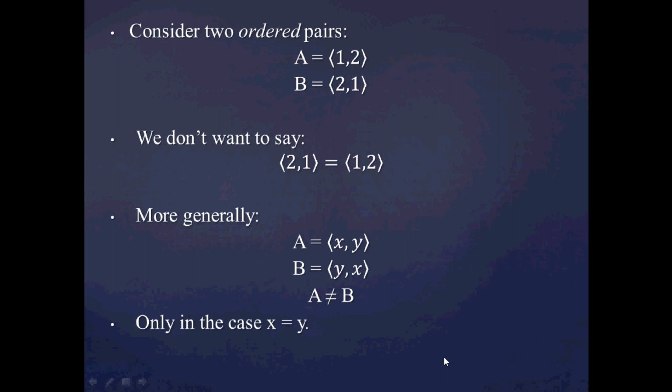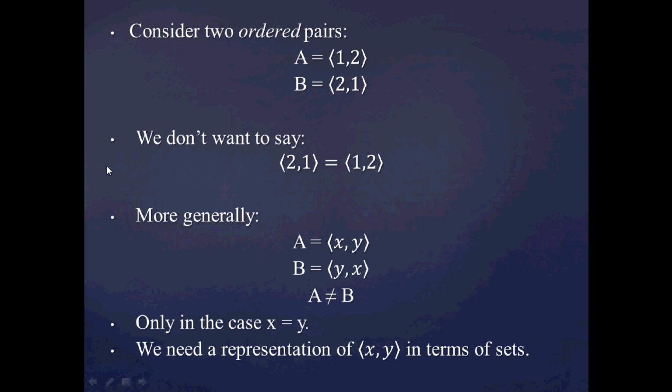So as I said above, we need to start thinking about how we're going to represent this new notation with the angled brackets, which is going to denote an ordered pair, in terms of sets, because we're trying to build a rigorous definition of more familiar mathematical objects such as ordered pairs by using sets. So that's going to be our next goal, to provide a rigorous definition of ordered pairs in terms of sets.